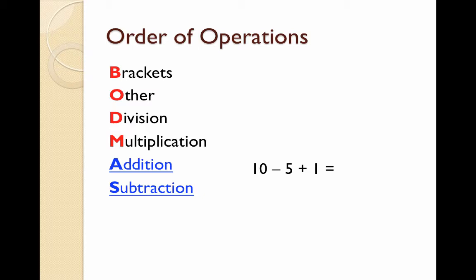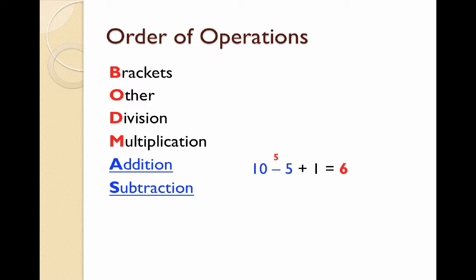Finally, we have addition and subtraction, and again, these have to be done in the same order from left to right. We don't do addition before subtraction or subtraction before addition, we always work left to right. So in this example, 10 take away 5 plus 1, 10 take away 5 comes first, so that is what I'm going to do first. 10 take away 5 is 5, plus 1 gives me the correct answer of 6.